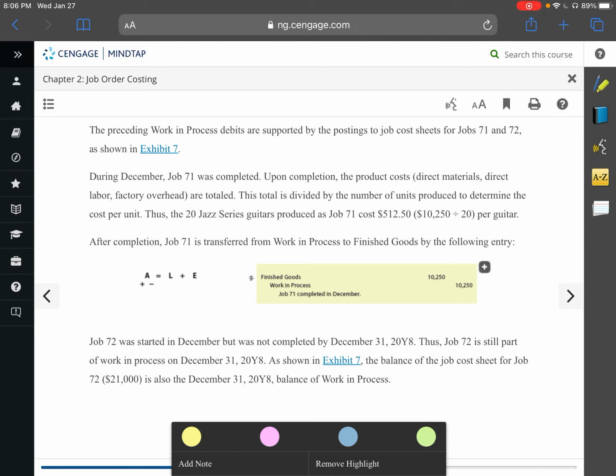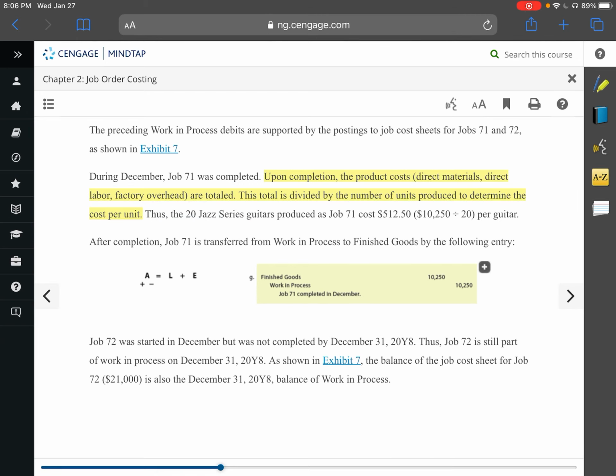So for us to do that, it says during December, job 71 was completed. Upon completion, the product cost, direct materials, direct labor, factory overhead are totaled. That total is divided by the number of units produced to determine the cost per unit. Thus, the 20 Jazz Series guitars produced at job 71 cost $512.50 per guitar. So after that job is completed, that entire balance moves into finished goods and out of work in process.